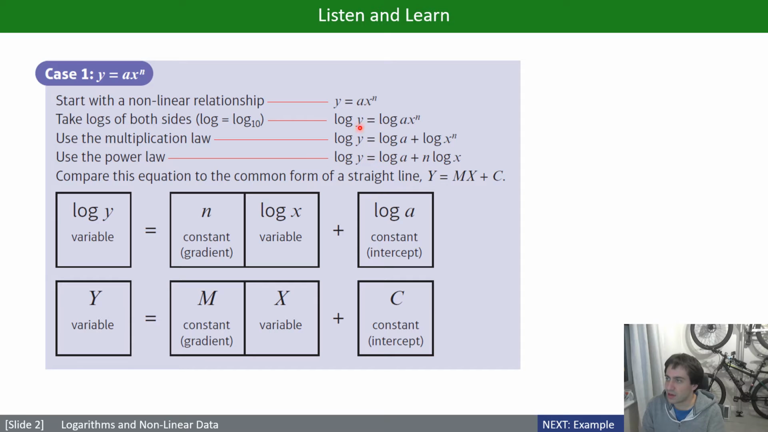And then after applying the log rules, we compare this equation to the common form of a straight line, y equals mx plus c, capitalized here to distinguish it from little y and little x. Log little y is big Y, log a is big C, n log x is mx. Specifically, little n is that big M, and log of little x is that big X there. Okay, and we align it in that way. And then this image here just shows you absolutely what's going on.